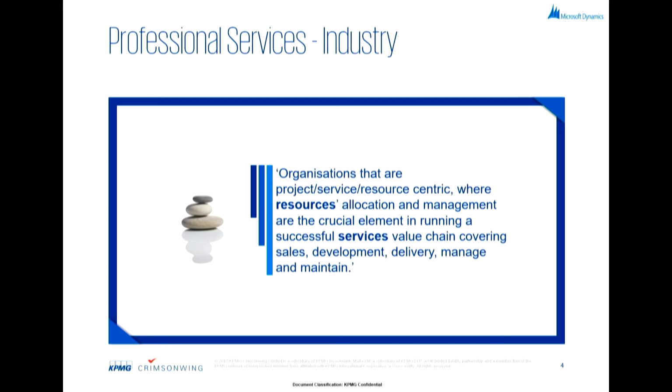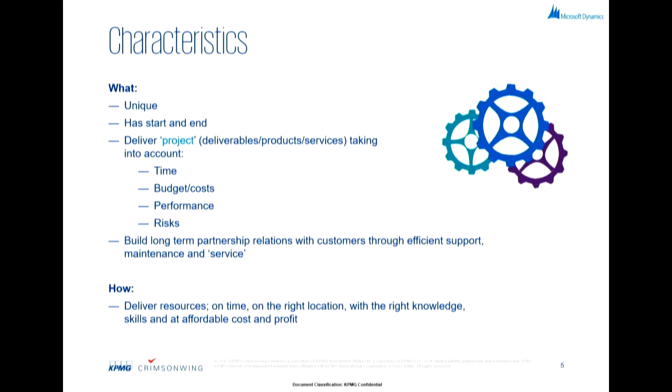So if you look at the professional services industry, it comprises organizations where the project, service and resources are centric to the delivery, and resource allocation and resource management is key to delivering a service value chain to the organization. If you look at the characteristics, we see that this industry is extremely unique, and the projects that run in this industry have a start and an end date. The projects are delivered taking into account the time, and these projects are budgeted in order to make sure the costs are kept under control.